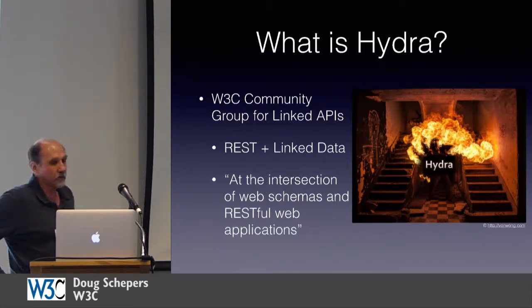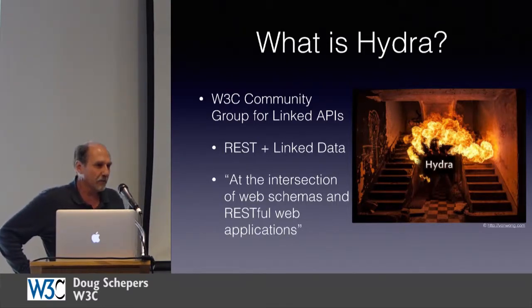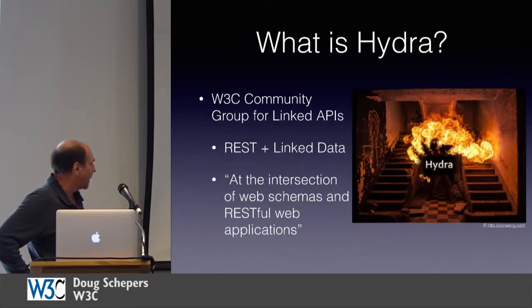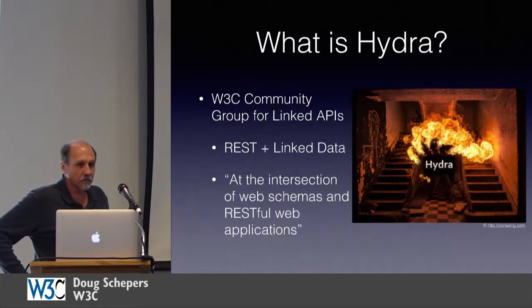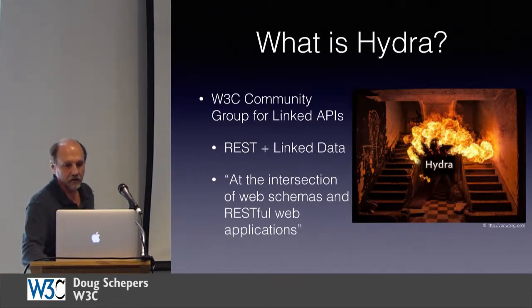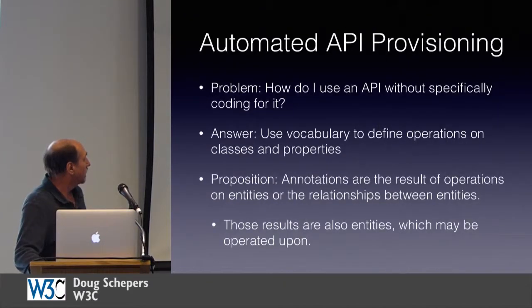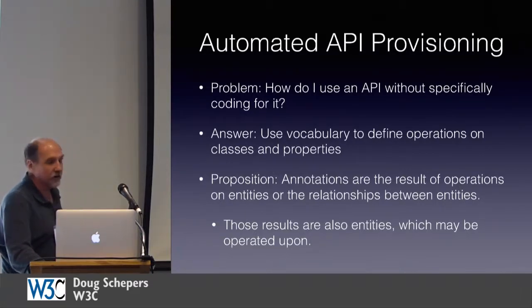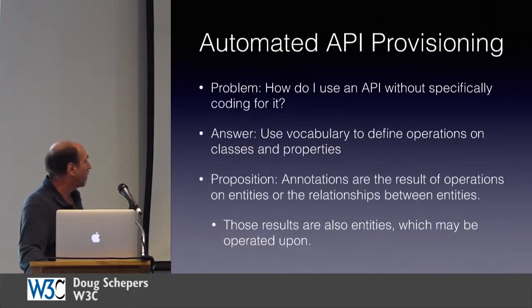What Hydra attempts to do is to define a vocabulary for describing these APIs in the forms of operations on entities or relationships between entities. So you can think of it as being the intersection of linked data and REST, since there's still a little bit of an impedance mismatch. So, problem: how do I use an API without specifically writing something for that?